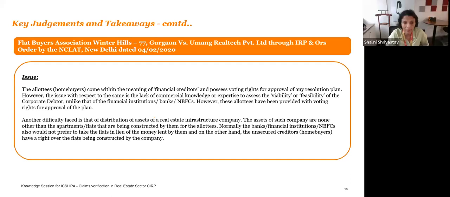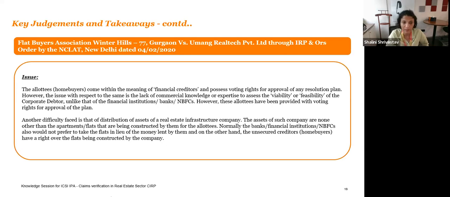So the home buyers come within the meaning of financial creditors, as we have seen through the amendment to the code and through the Pioneer judgment, which upheld their status. So they come within the ambit of financial creditors, that is well established, and they possess voting rights for approval of any resolution plan. However, the issue is the lack of commercial knowledge or expertise to assess the viability or feasibility of the corporate debtor, unlike financial institutions, banks, and NBFCs. Still, these allottees have been provided with voting rights for approval of the plan.